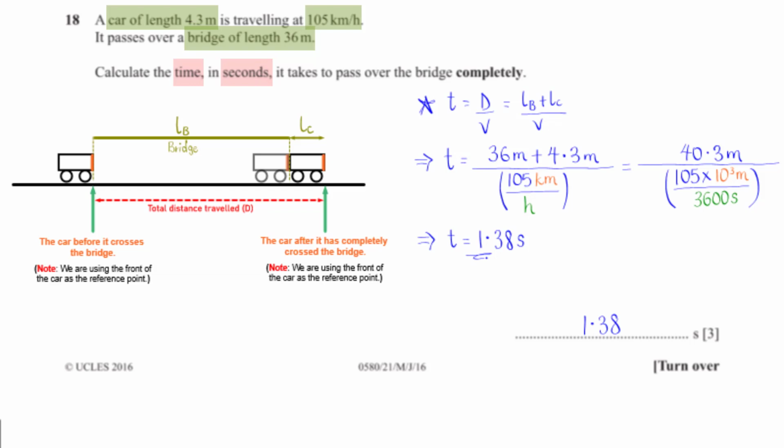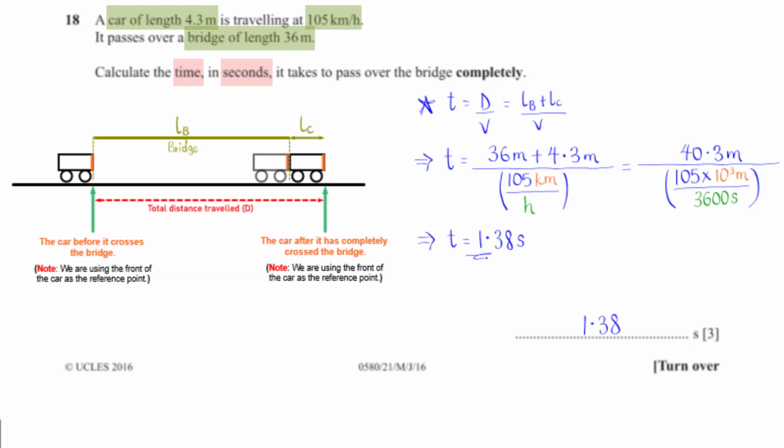The total distance traveled by the car when it completely crosses the bridge is the length of the bridge plus the length of the car, which is 36 meters plus 4.3 meters.